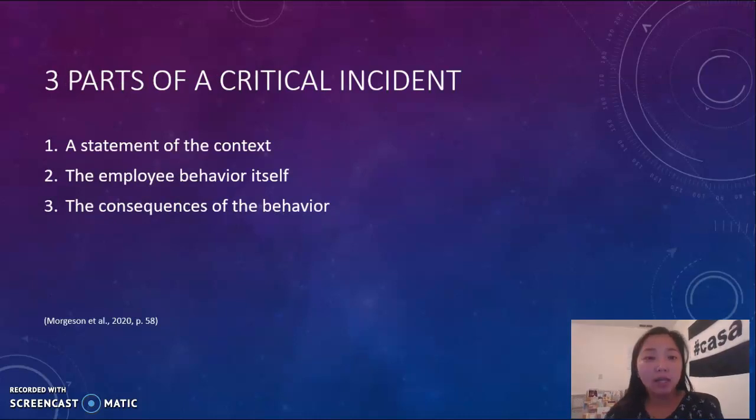So there are three parts of a critical incident. The first being a statement of the context, and this is what happens leading up to the performance behavior. And then the second part is the employee behavior itself, or the action of the employee that is being understood. Last is the consequences of the behavior, whether it was positive or negative, will produce the consequence.